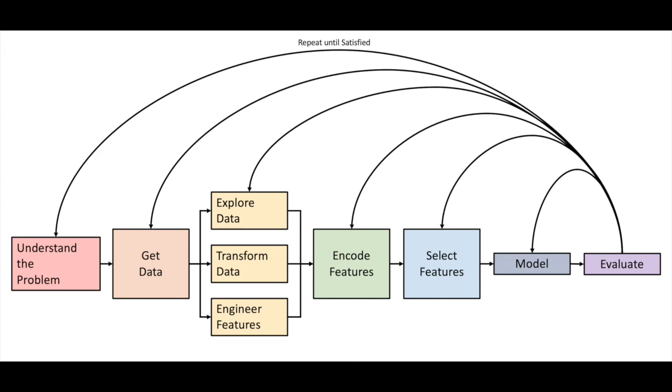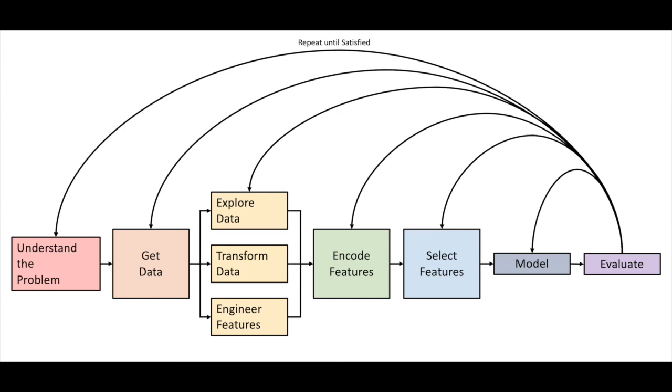All right, so hopefully that gives you guys an idea of the machine learning process. Again, step 1, understand the problem you're trying to solve. Step 2, get the data. Step 3 is to explore, clean, transform, and engineer features. I put those all together because you should be doing all of that at the same time. All right, step 4 was to encode your features. Step 5, I guess, was to select the features that you're going to use.